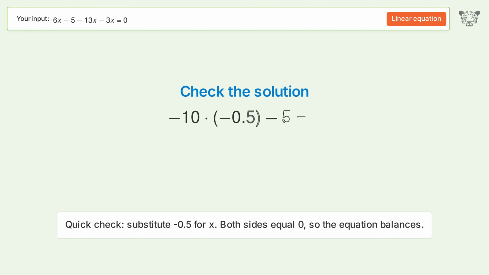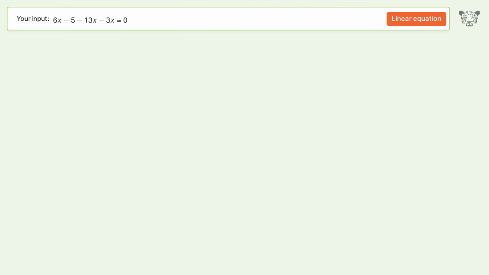Quick check. Substitute negative 0.5 for x. Both sides equal 0, so the equation balances. So, x equals negative 0.5.